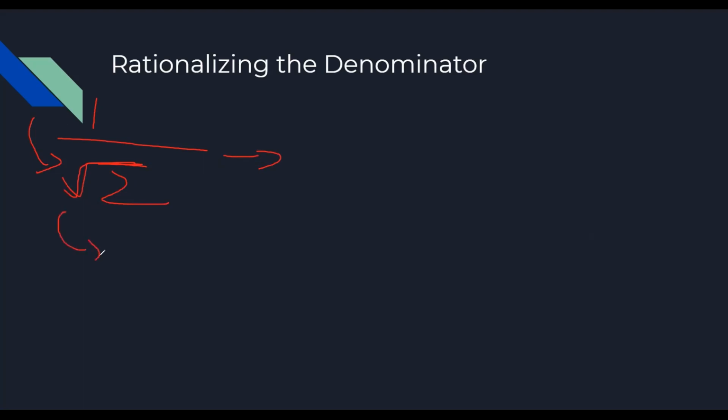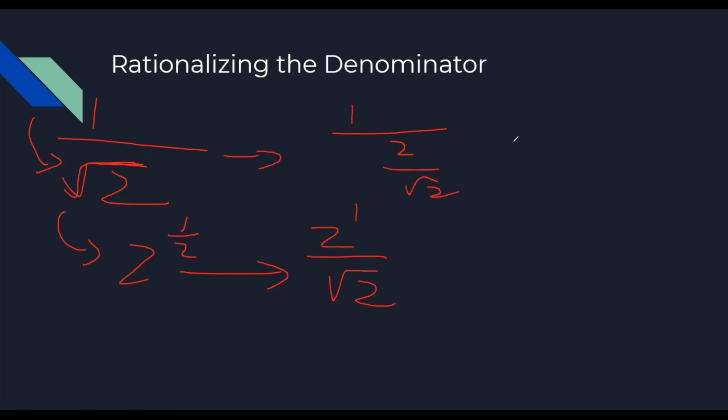So first off, what is square root 2? It is 2 to the half. And by the power rule, since 2 halves equal 1, we can write this as 2 over square root 2. And now this is better looking than what we had here.